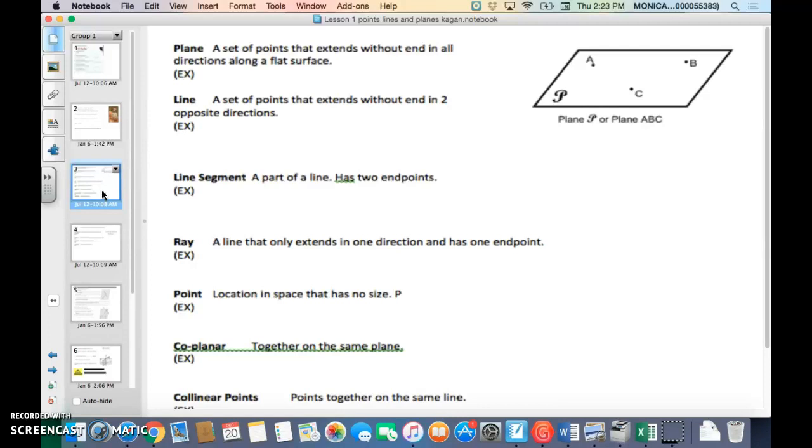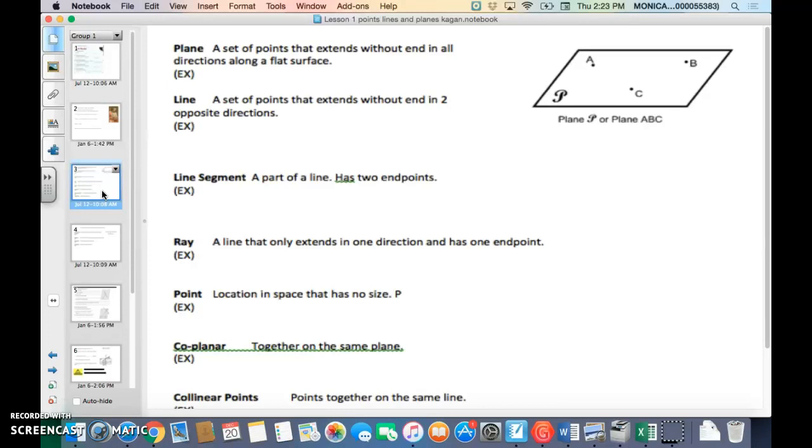All right, so a plane is a set of points that extend without end in all directions along a flat surface. So a great example of a plane is a piece of paper. That is a plane. Your desktop is a plane. Your book is a plane.